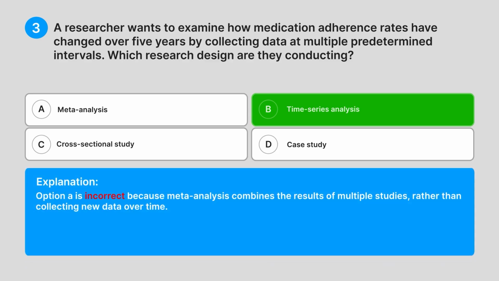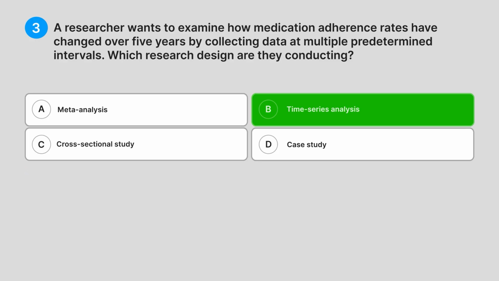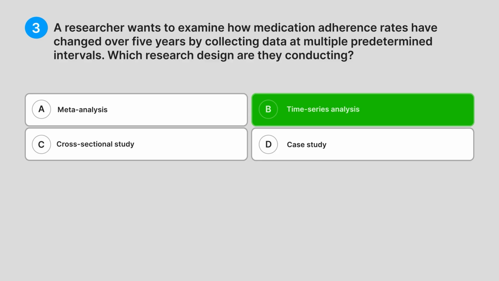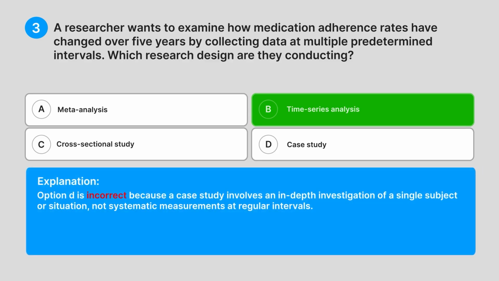Option A is incorrect because meta-analysis combines the results of multiple studies rather than collecting new data over time. Option C is incorrect because a cross-sectional study collects data at a single point in time, providing a snapshot rather than tracking changes over time. Option D is incorrect because a case study involves an in-depth investigation of a single subject or situation, not systematic measurements at regular intervals.